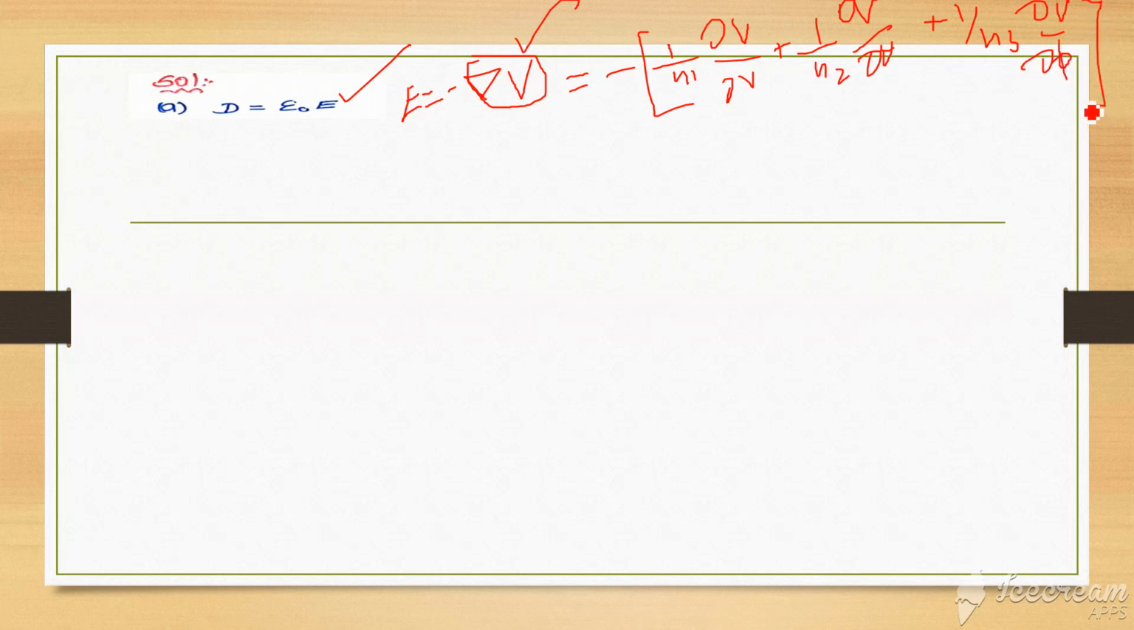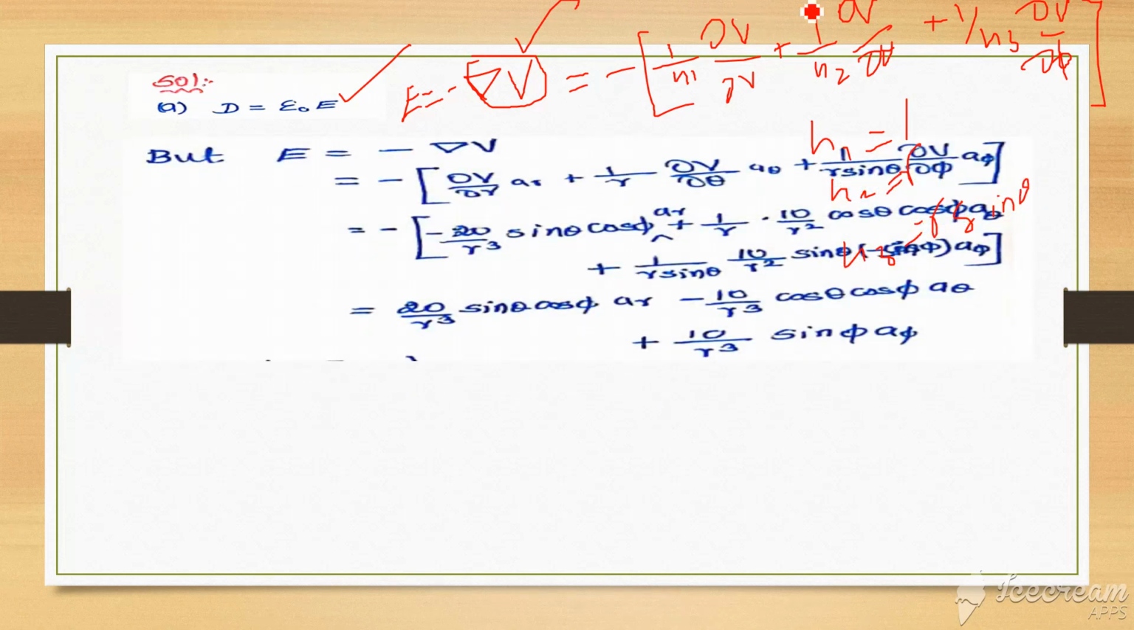For spherical we already know H1 is 1, H2 is R and H3 is R sin theta. Substituting these values and the given V, this is the formula. Substituting H1, H2, H3, we get 1 by 1 dou V by dou R into AR plus, and here the unit vector is very important, because the gradient of any scalar becomes a vector. So with respect to AR, A theta, and A phi, these are the unit vectors. Then we get this formula.